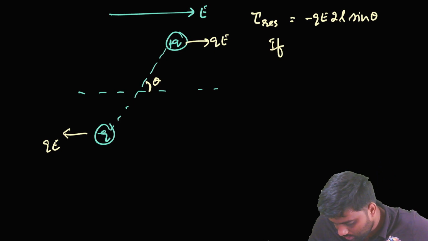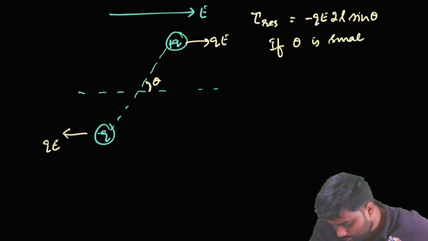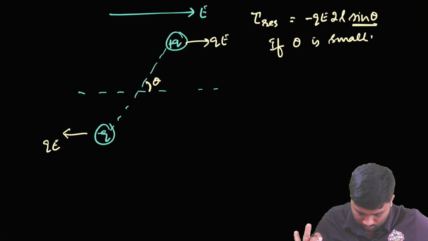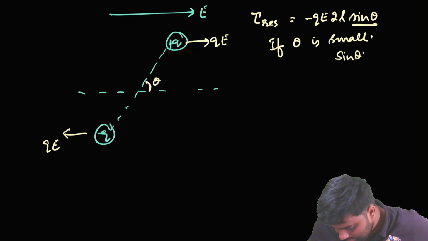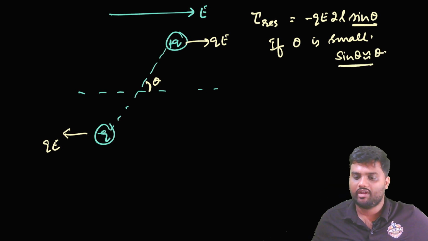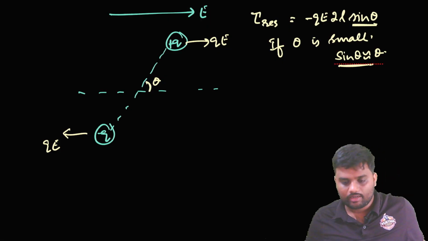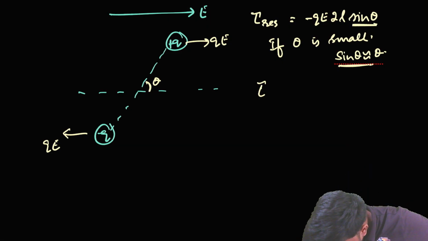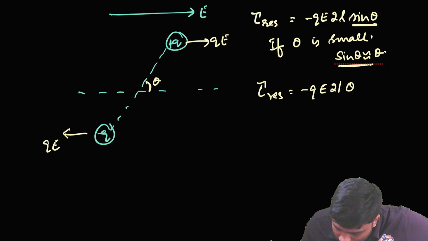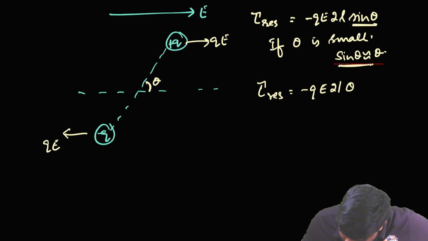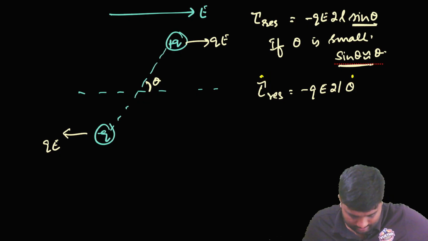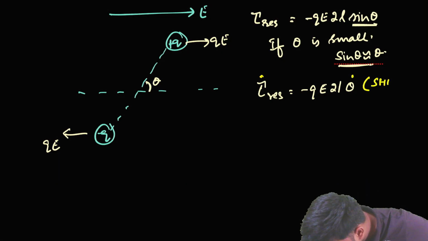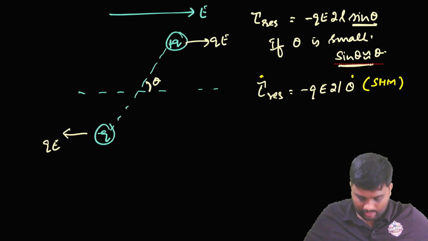If theta is small, sin theta is almost equal to what? Theta only. Sin theta is almost equal to what? Theta. Understood? That time the restoring force is equal to minus QE 2L into theta. Once the torque is directly proportional to minus theta, it is undergoing what? SHM. What kind of SHM? That is angular SHM.